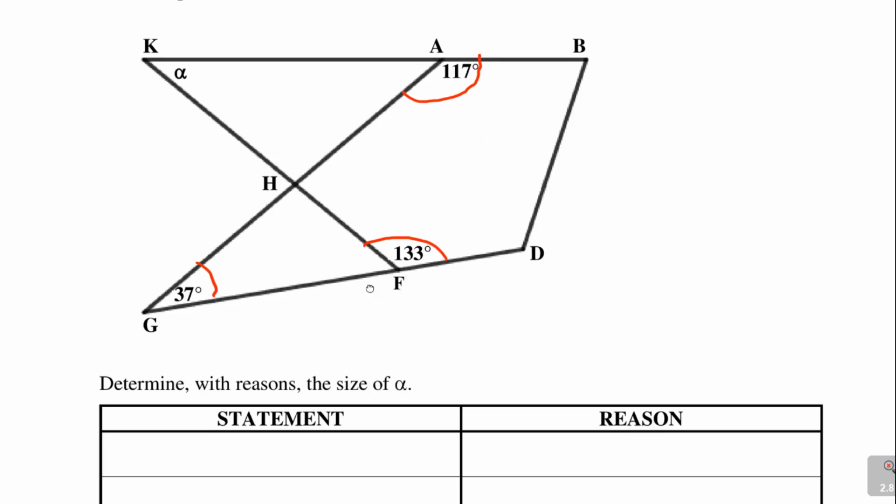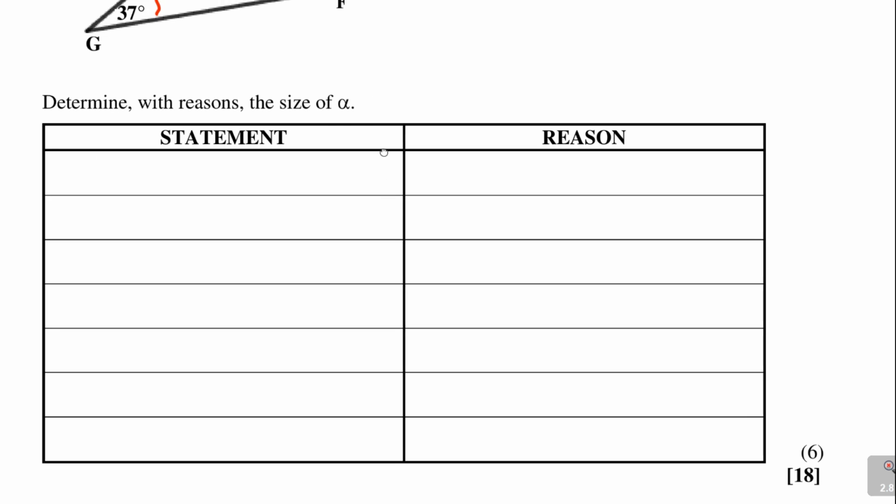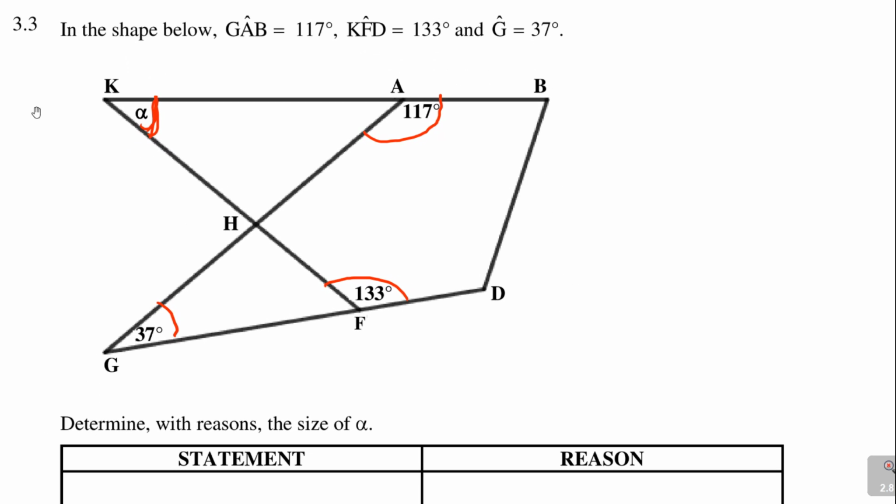Now the question here is, 6 marks. Determine with reasons the size of alpha. They are interested in this, my guy. All right. So how do we go about it? 6 marks. It means there is a little bit of working that one needs to do. You can't just approach that alpha without doing a little bit of working.